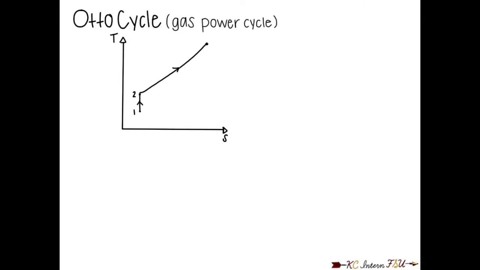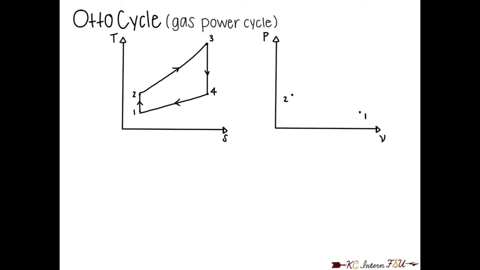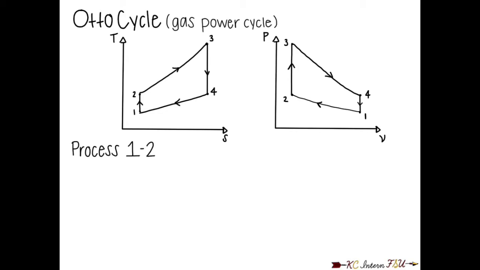Today we are going to talk about the Otto cycle, which is a gas power cycle. To represent the cycle, we will draw a TS and PV plot with the path of the 4 stages. Process 1 to 2 is an isentropic compression.